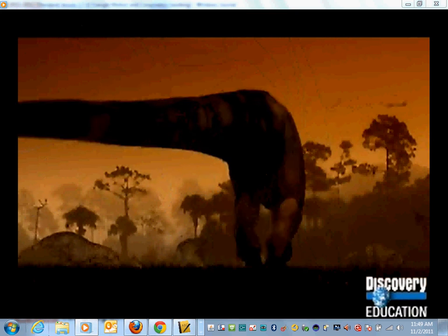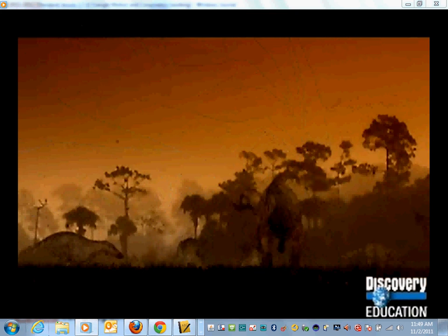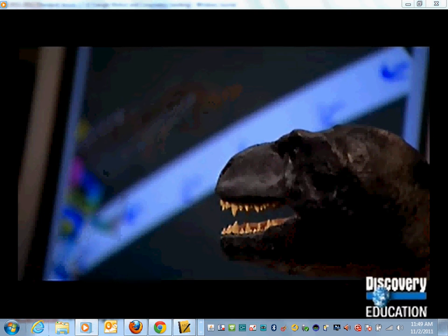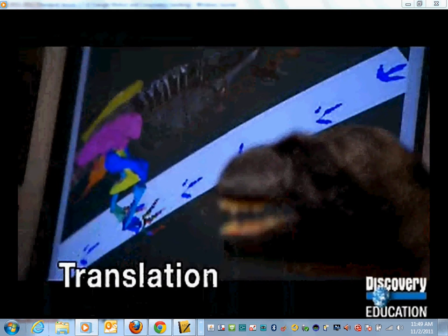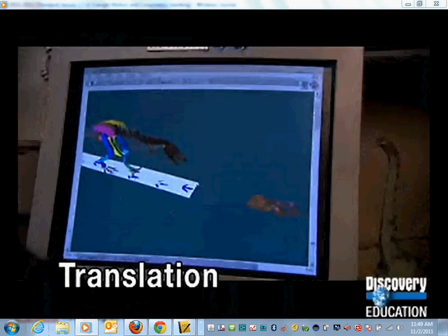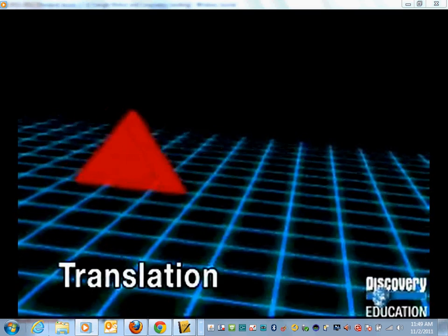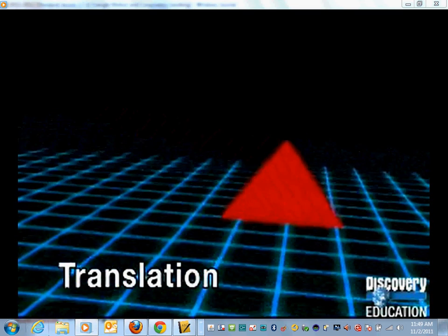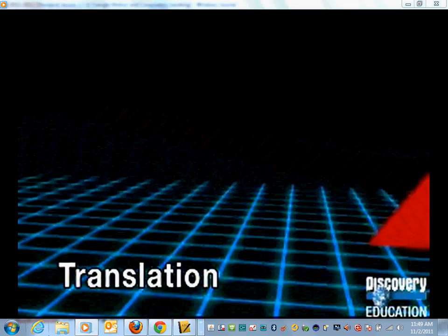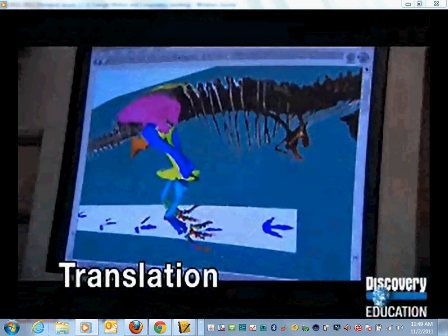How does this dinosaur walk across the earth? The artist uses a translation to create the illusion of movement by shifting a shape from one location to another without changing its shape, size, or orientation. See, the shape, size, and orientation don't change, just the position. The transformation makes it look as though the dinosaur is walking.